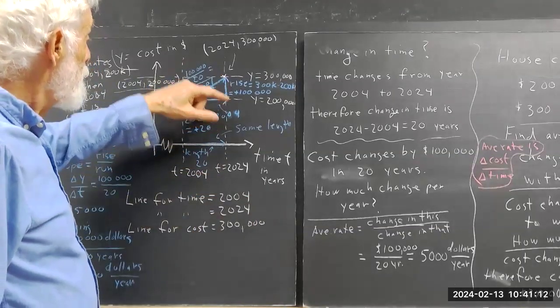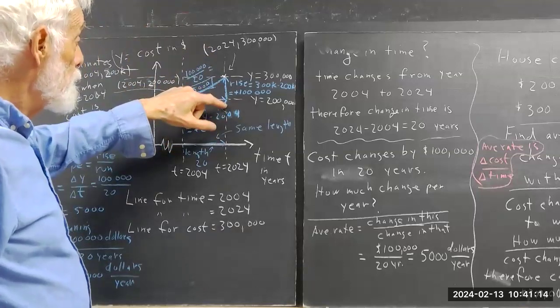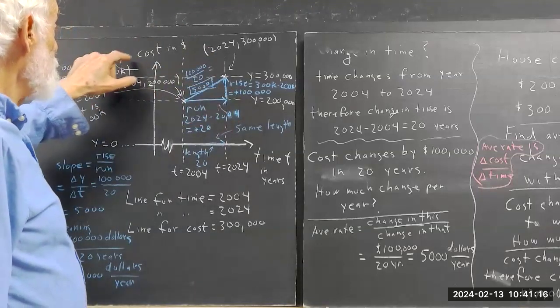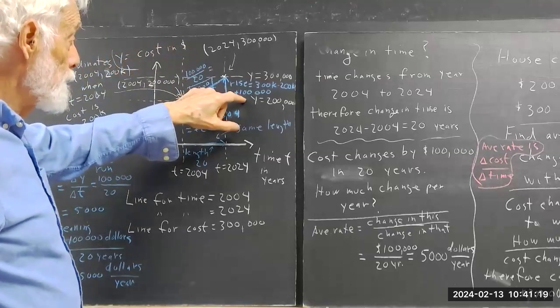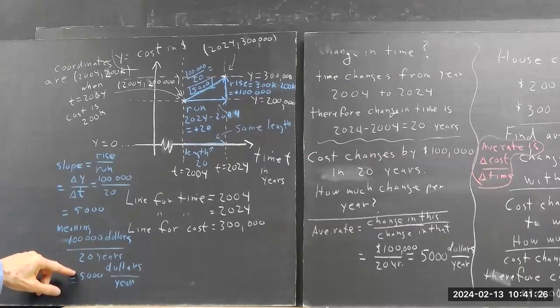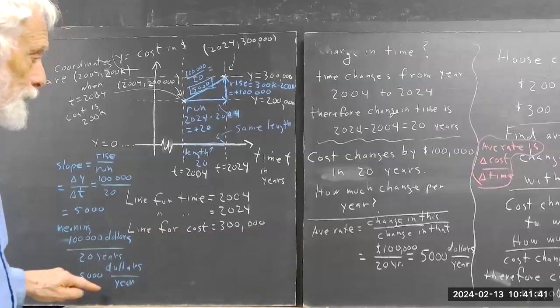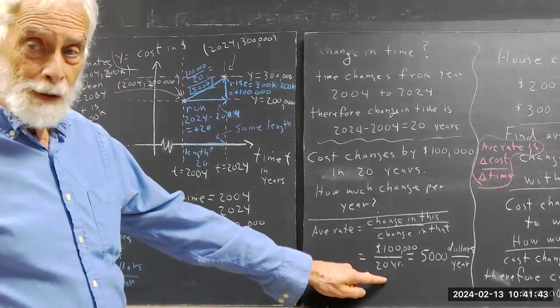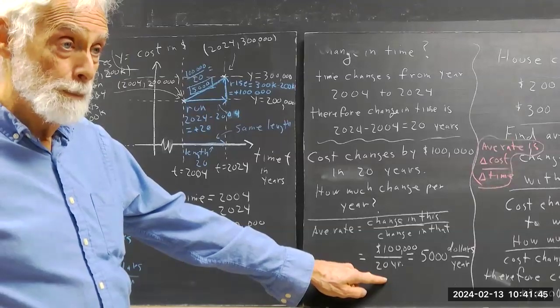And Y, the cost, changes by plus 100,000. Because Y is a cost, and it's cost in dollars, that's plus $100,000. So if we write it out completely, the meaning of the thing becomes clear. It's dollars per year. Okay. Then we notice that this is identical as a calculation we did for the average rate.